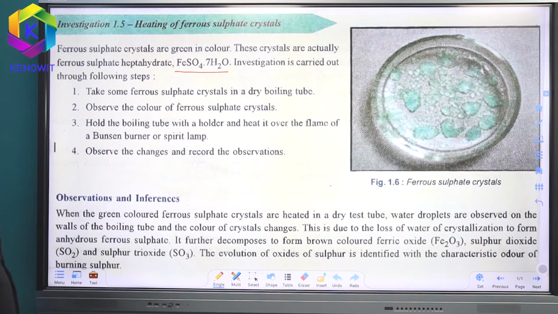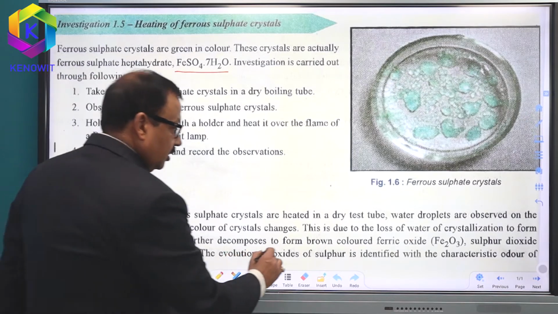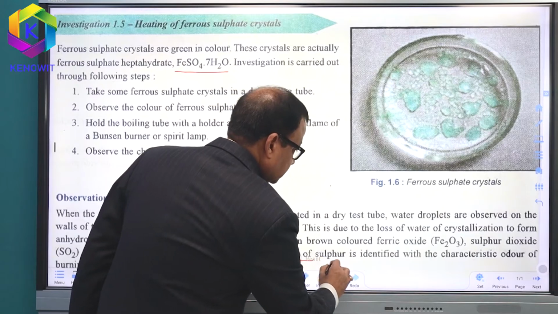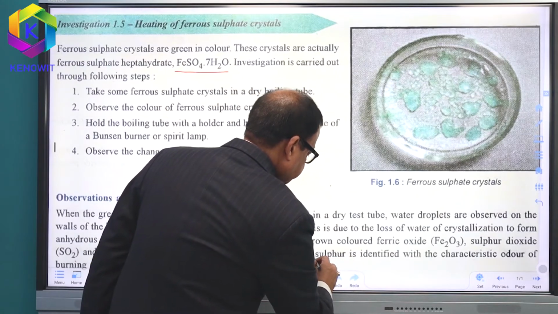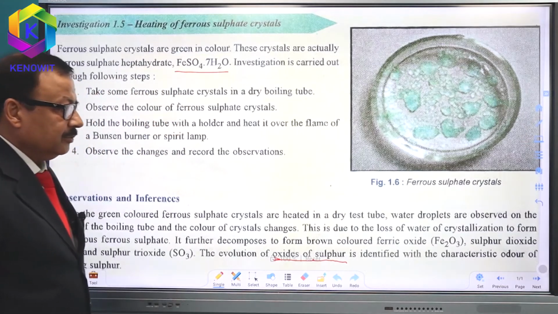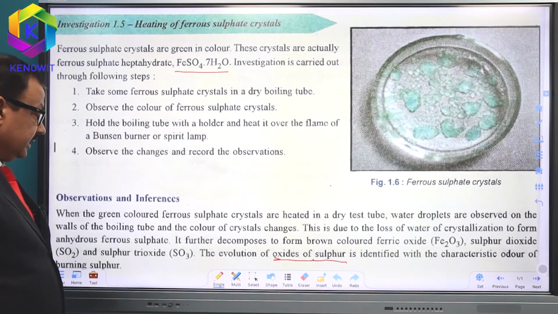Observations and inference. When green colored ferrous sulfate crystals are heated in a dry test tube, water droplets are observed on the walls of the boiling tube and the color of the crystal changes. This is due to loss of water of crystallization to form anhydrous ferrous sulfate. It further decomposes to form brown colored ferric oxide, sulfur dioxide and sulfur trioxide. The evolution of oxides of sulfur is identified with the characteristic odor of burning sulfur.